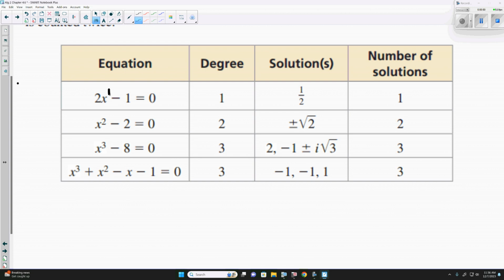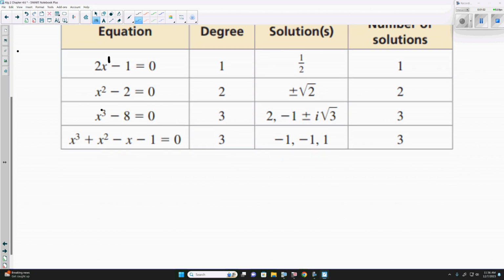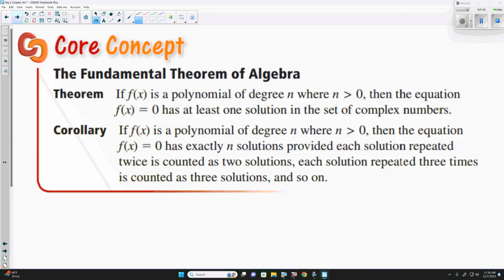Our second equation, x squared minus 2. The degree is 2, and if we went about solving it, the solutions are plus or minus the square root of 2. We have 2 solutions. Our third one is a cubic. The degree is 3. Our solutions, if we solved it, are 2 and -1 plus or minus i square root of 3. So we have a total of 3 solutions. And our last one, x cubed plus x squared minus x minus 1. The degree is 3. The solutions are -1, -1, and 1, giving us a total of 3 solutions.